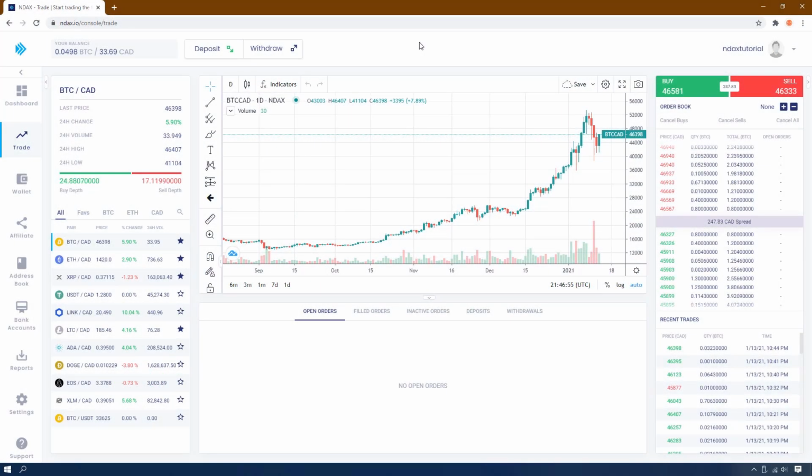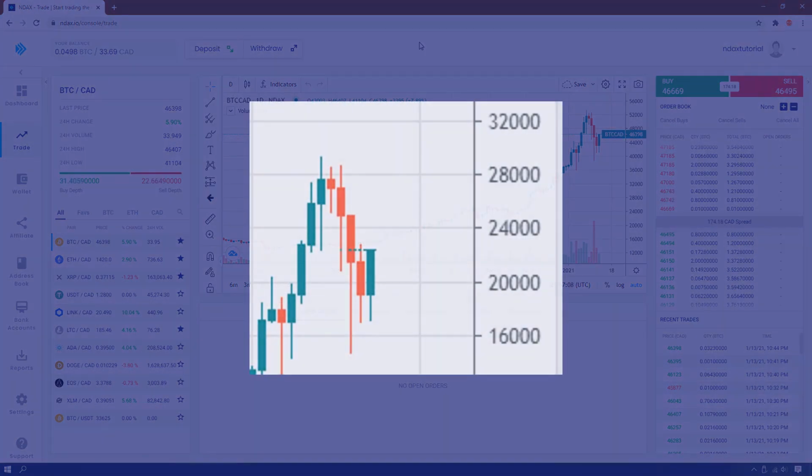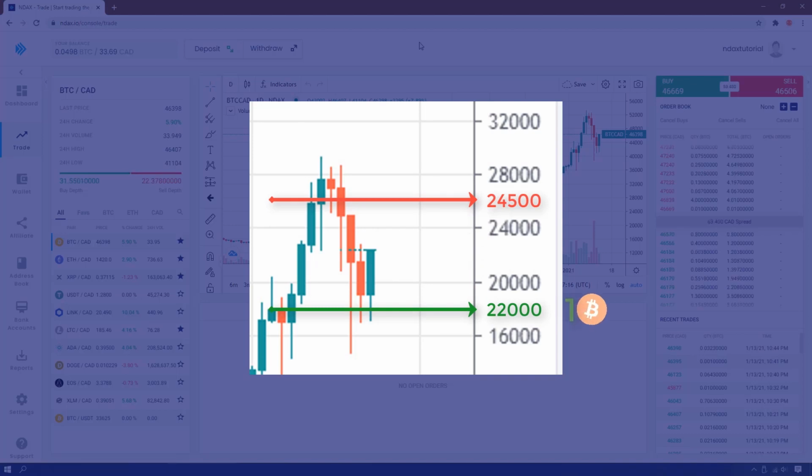Now, when to use the limit order? With limit orders, you are in control of the buy and sell prices as to when the order should be filled. So the order will fill automatically when it is set to. For example, you want to buy one Bitcoin at $22,000, but the current price of Bitcoin is at $24,500. So you place the limit buy order at $22,000 for one Bitcoin. The order will remain open until the market reaches that price or you cancel the order.